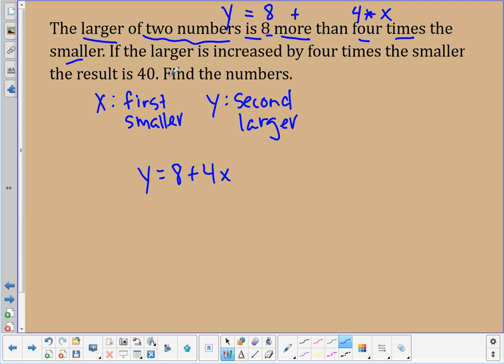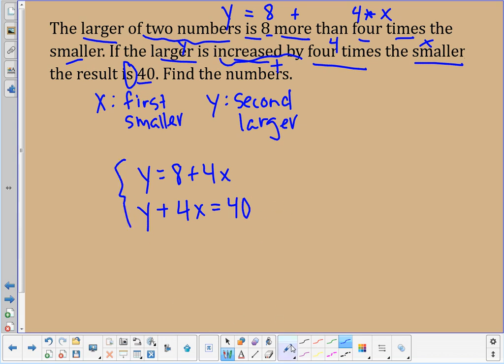All right, second equation. If the larger is increased by 4 times the smaller, so larger is increased by 4 times the smaller. Increased by kind of implies that we're adding. So I've got y plus 4 times the smaller, which is x. The result is 40. So equals 40. All right, there's my system. There it is. Now I got to solve it.